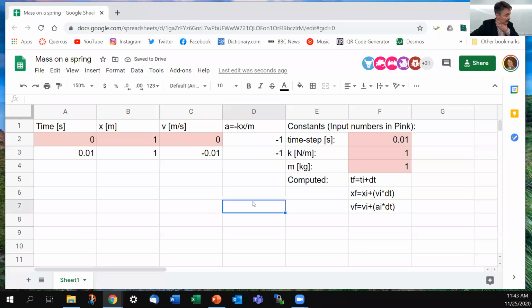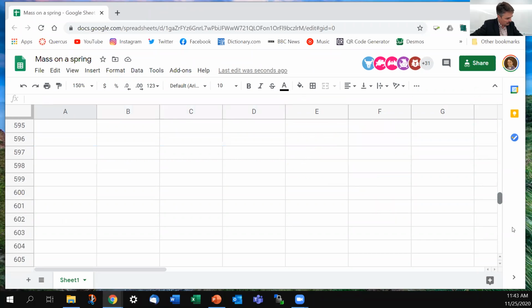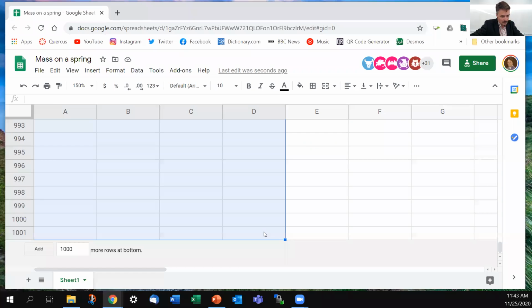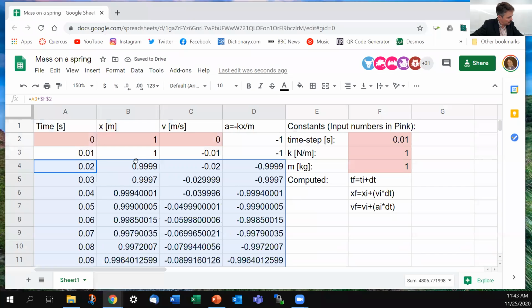It doesn't look very interesting yet, but what we can do is take these 4, 1, 2, 3, 4, Control C all of them, and then scroll down to the bottom of this thing, press Shift, and then Control V. And so it just does it again and again and again. So you can see what it did here for time. It smartly said, oh, it's A3 plus F2. And then this one is A4 plus F2. So it just added up the time step by step.